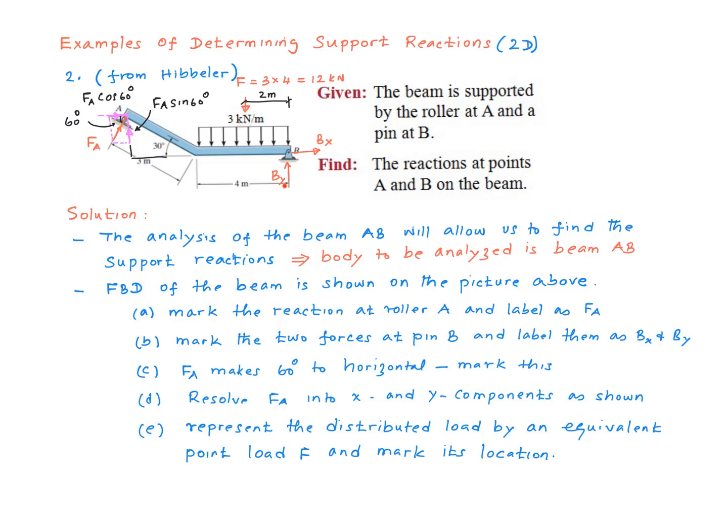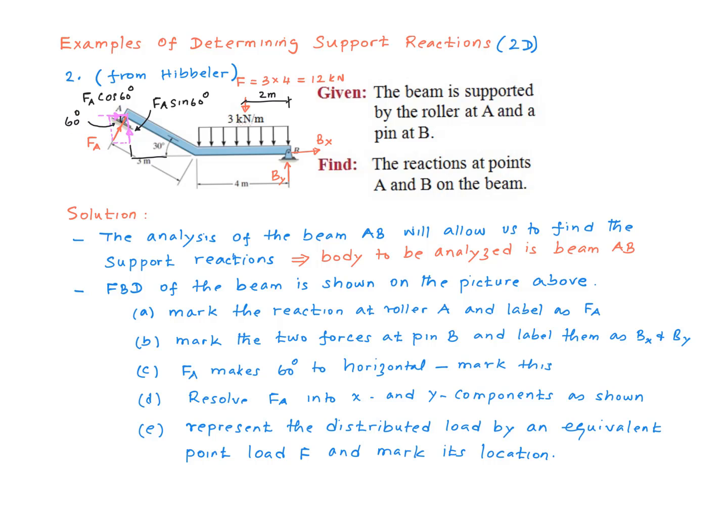We have a pin at point B, and therefore there will be two forces. So I mark them as Bx in the horizontal direction and By in the vertical direction. Now I want to mark the direction of FA. We note that this angle is 30 degrees, and therefore this will be 60, this will be 30, and therefore this will be 60 degrees. In other words, FA makes an angle of 60 degrees to horizontal.